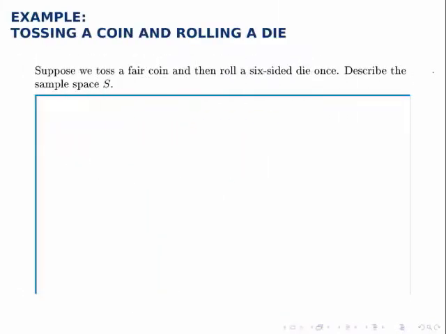Suppose we toss a fair coin and then roll a 6-sided die once. Describe the sample space S. Again, the sample space is a list of all the possibilities for what could occur. If we're flipping a coin and rolling a die, then we can think about it this way.